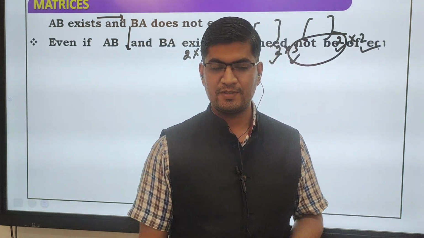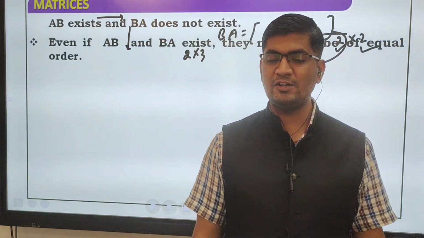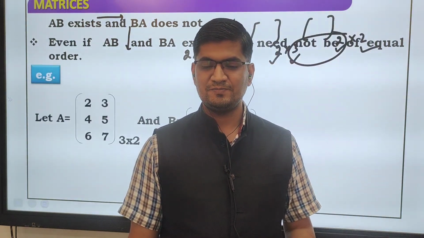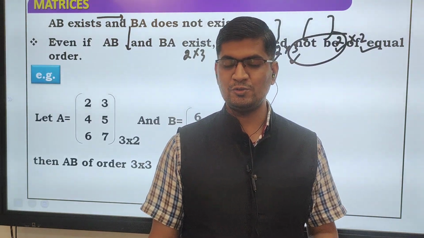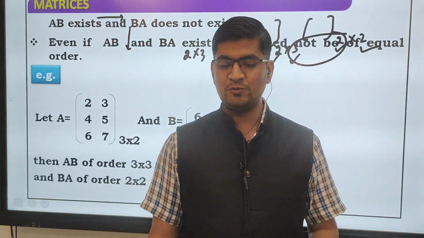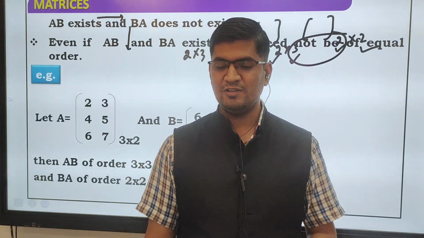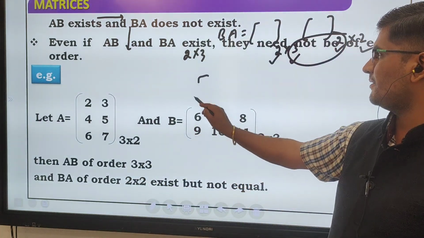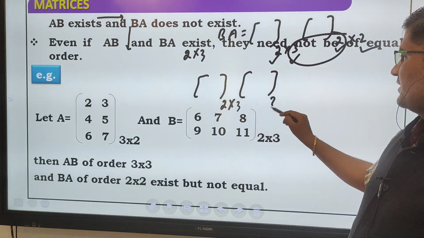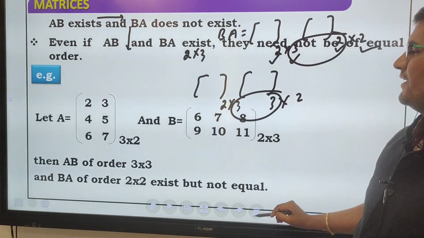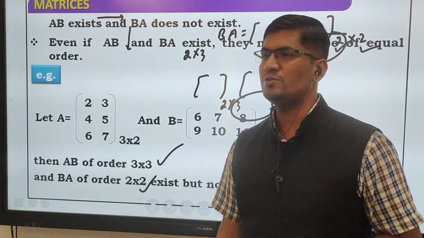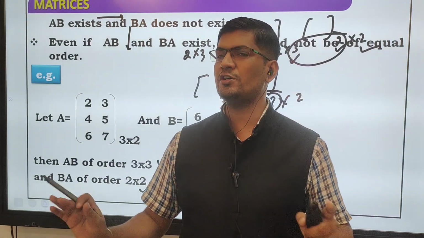Even if AB and BA exist, they need not be of equal order. Yes or no? Here it is 3 into 2 and 2:3, so the order is 3 by 3. BA is of order 2:2, exists but not equal. BA, first we have to write B and then A, so the order will be different. AB is of order 3:3, BA of order 2:2. So it is not commutative.